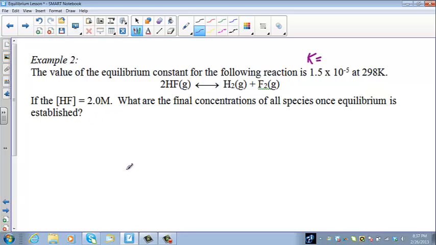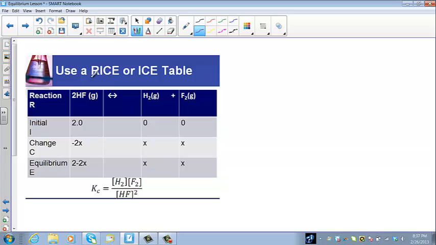Again, I'm going to show you on a slide. You're going to write the information down in this section. This is called a RICE or ICE table. RICE stands for reaction, initial, change, equilibrium. Most teachers, as I do myself, refer to it as simply an ICE table because you always have your reaction written at the top. Then you have your I for initial, your C for change, your E for equilibrium.